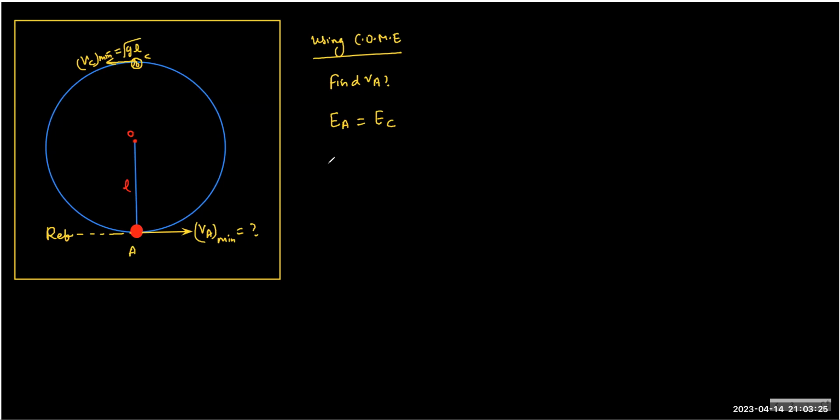Okay, look at this. So the energy you can write is half mVA square plus 0 potential. At C, what is the potential compared to the bottom reference? Tell me, Siddhant. Potential at C is how much? Mg into 2L. Very good. So VA square is VC square plus 4GL.